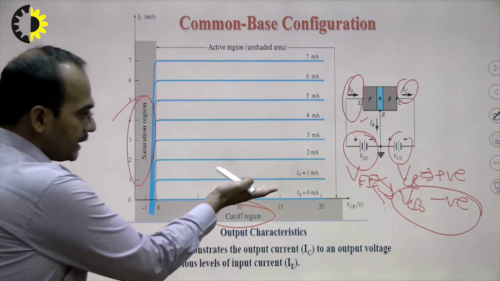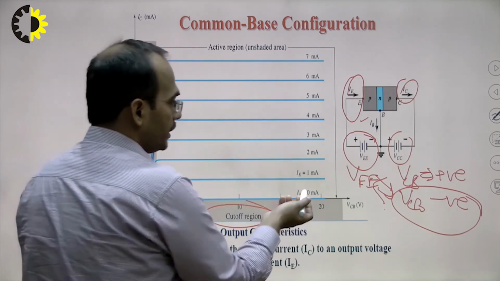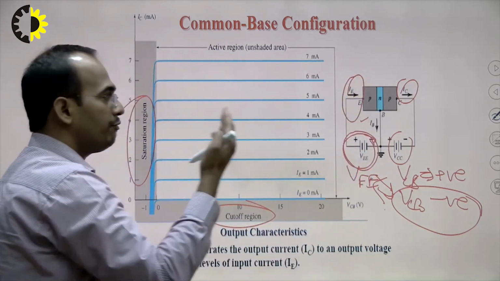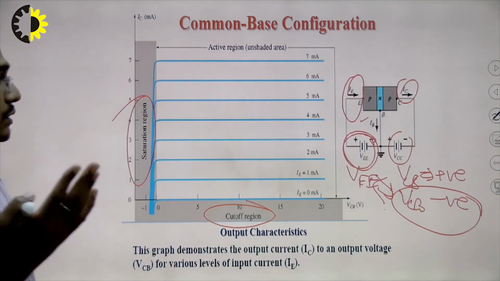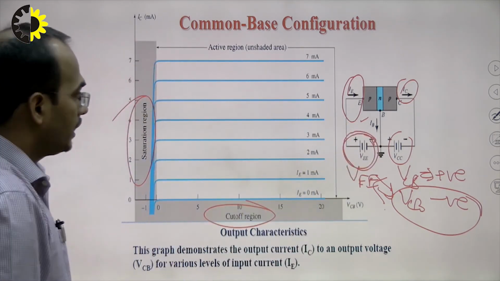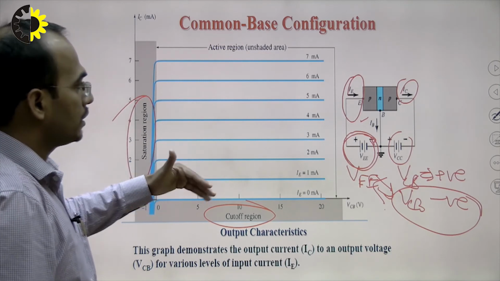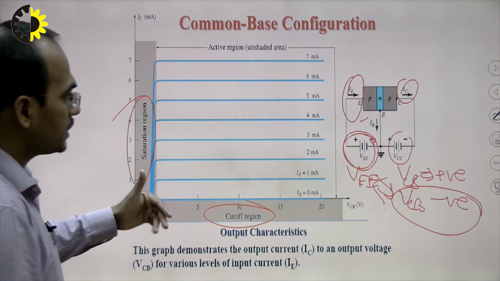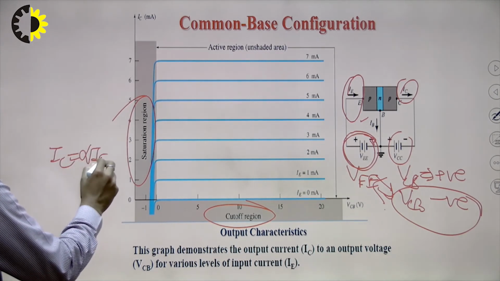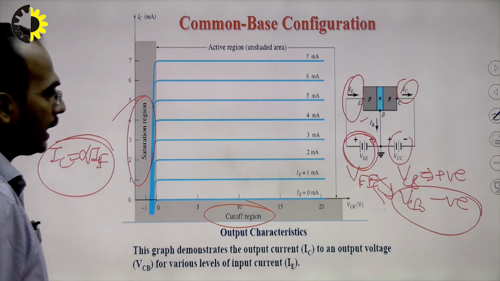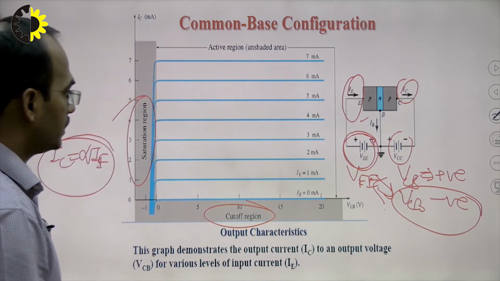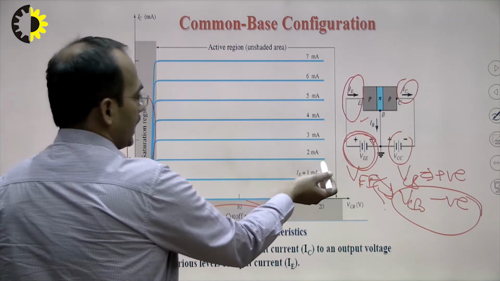As I increase the value of IE, we are increasing the forward bias voltage of the emitter base junction. By increasing the forward bias voltage of the emitter base junction, the emitter current will increase. As I told you, the relation is IC is equal to alpha IE, or IC is directly proportional to IE. So the collector current IC will also increase.